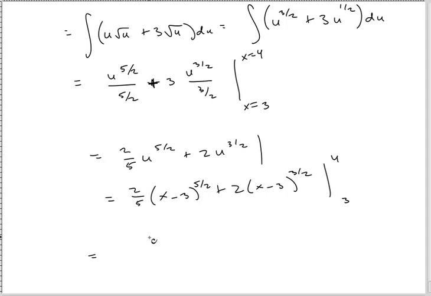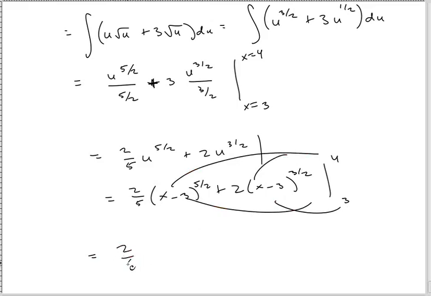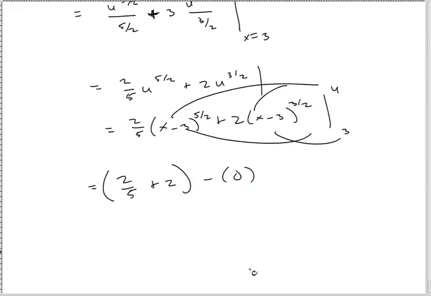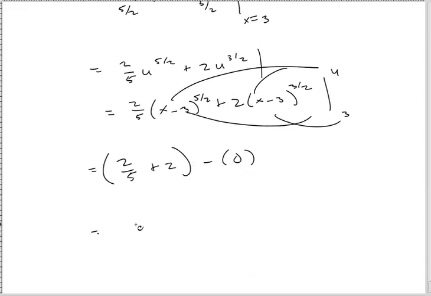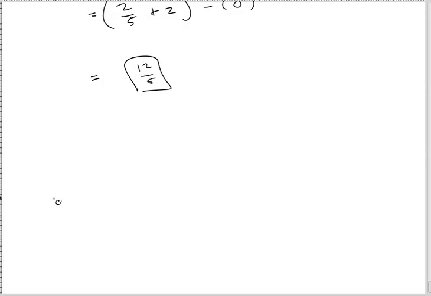And if you want to go a little extra, it's better than nothing. Plug in the 4, plug in the 3. If you plug a 3 in, what happens? It cancels, makes a 0. When you plug in a 4, what happens? They turn into 1s. And so the fast version here is this right here. And you do the math, and it turns out to be 12 over 5. There you go.